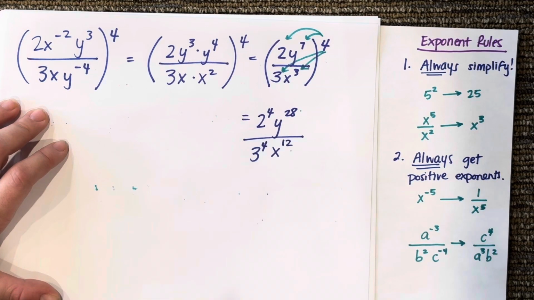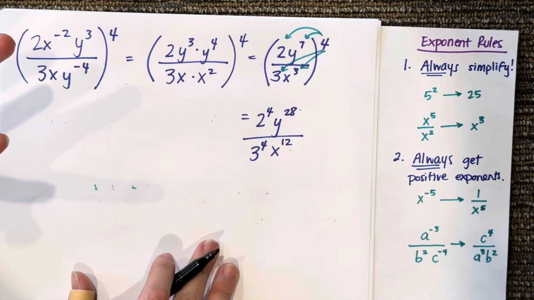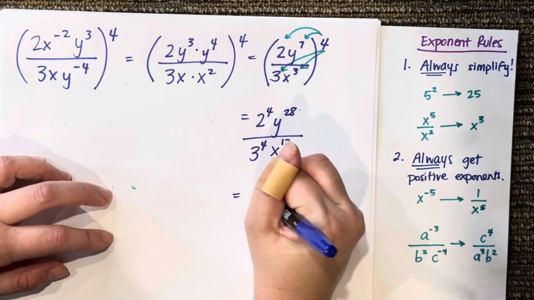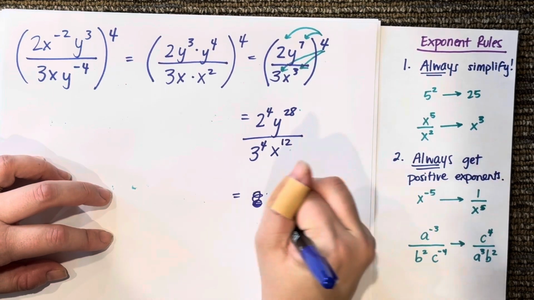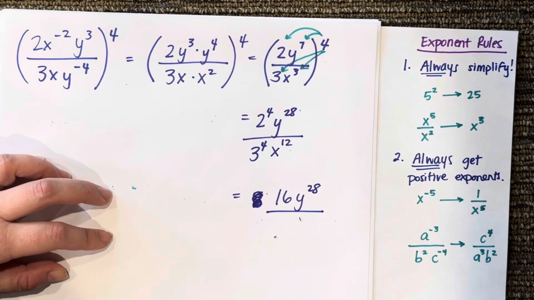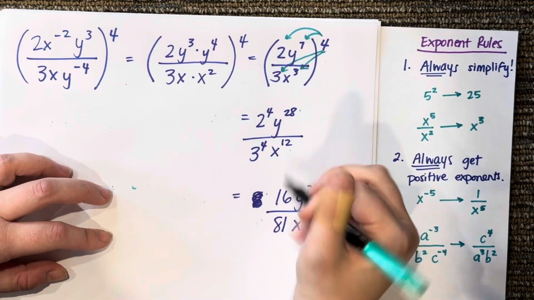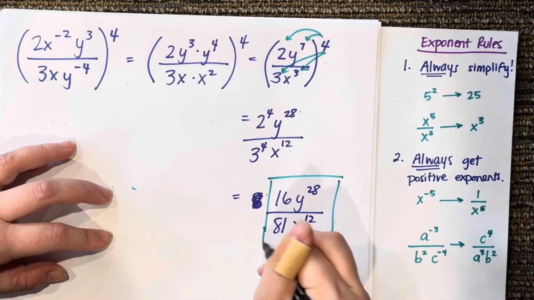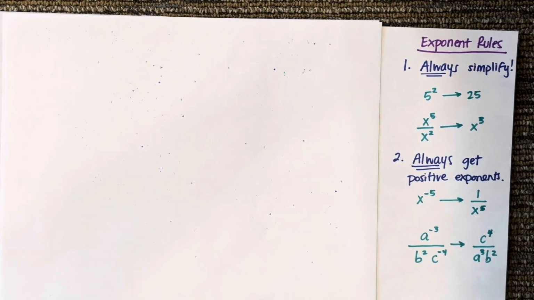And I can simplify these numbers. 2 to the 4th power: 2 times 2 is 4, times 2 is 8, times 2 is 16. This should be 16 y to the 28 divided by 3 to the 4th, which is what, 81? Yep. 81 x to the 12th. Okay, this is hot. Look at how many things that is. That has negative exponents, that has products, that has all kinds of stuff. Okay, let me do one more, and then we'll call it good.